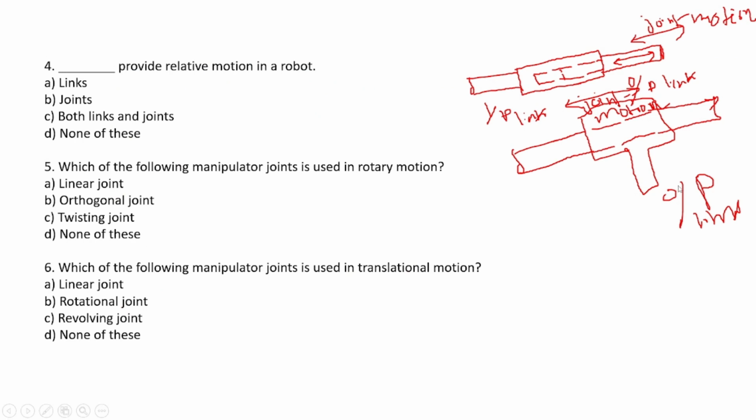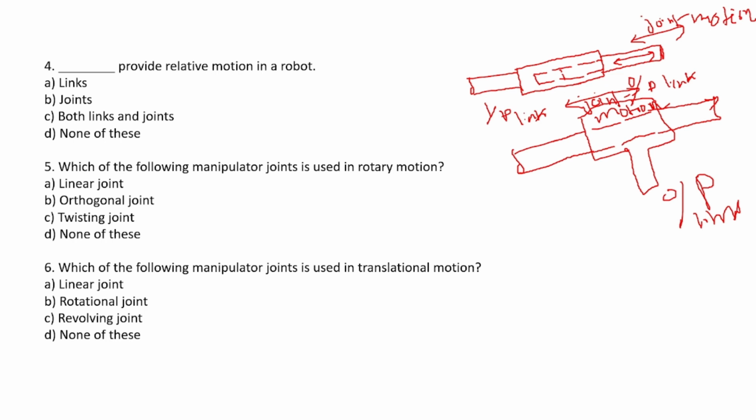So basically, those are the few types of rotational joints, where the joint motion and output link are rotary, and then twisting joints, which are also rotary motion joints, and then revolving joints, also in rotary motion. So those are basically the types of manipulator joints.